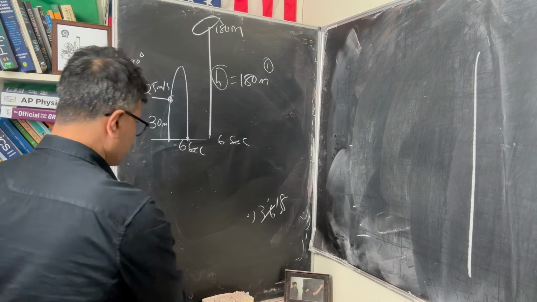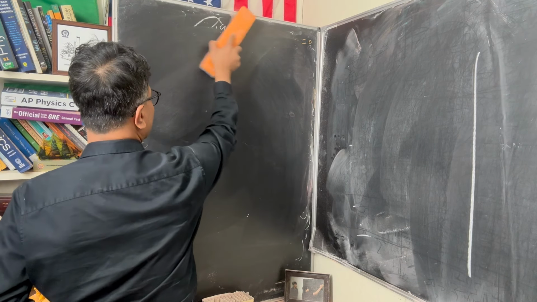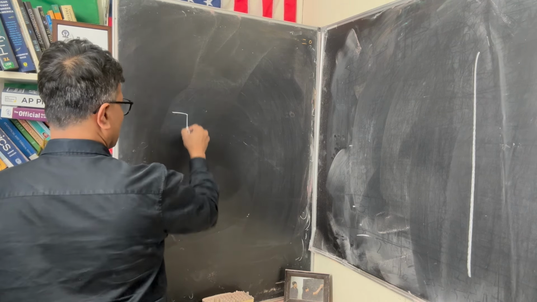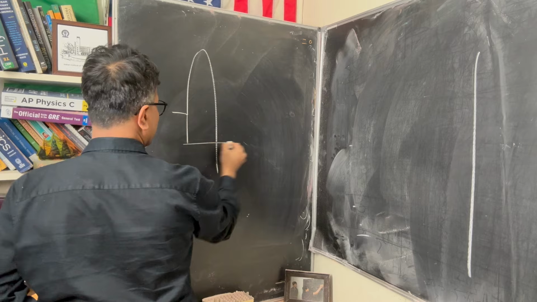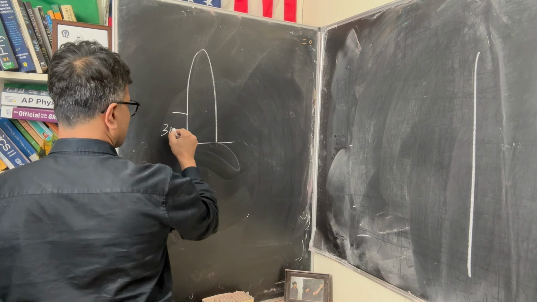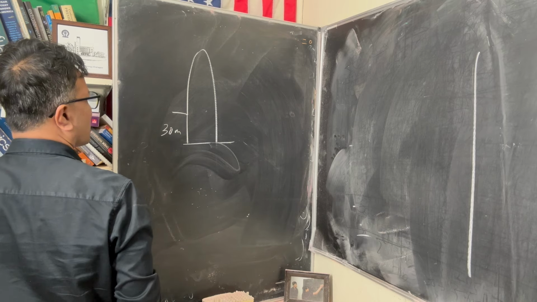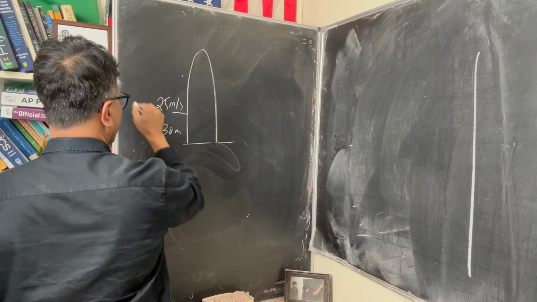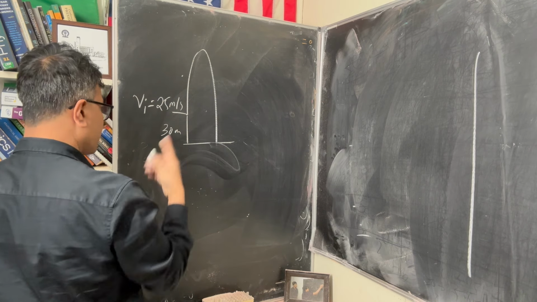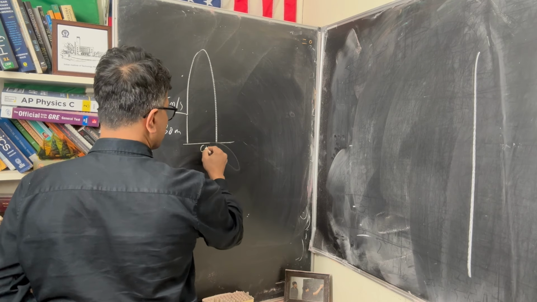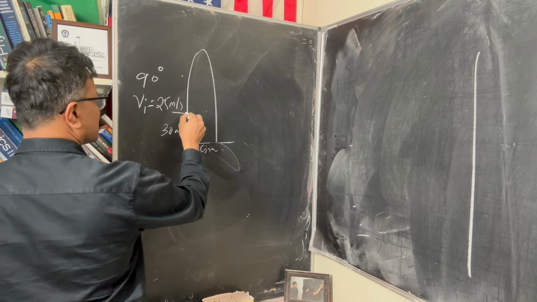Now let's go to problem number 2. Similar problem, but this time I ask you something else. Again, I'm keeping the same thing. This is 30 meters. I'm not drawing to scale anyway. This is 20 meters per second. You throw up at 90 degrees with respect to the horizontal. This is the ground, and this is the rooftop.